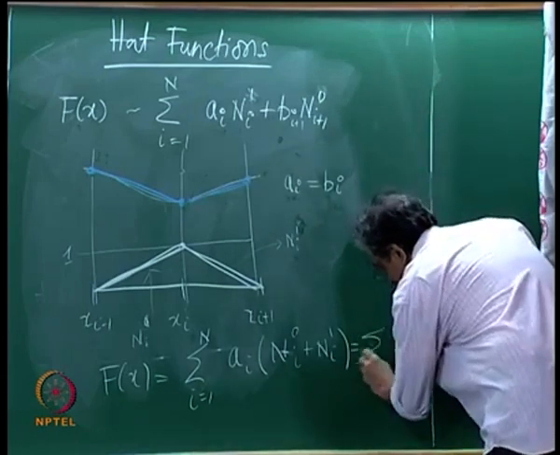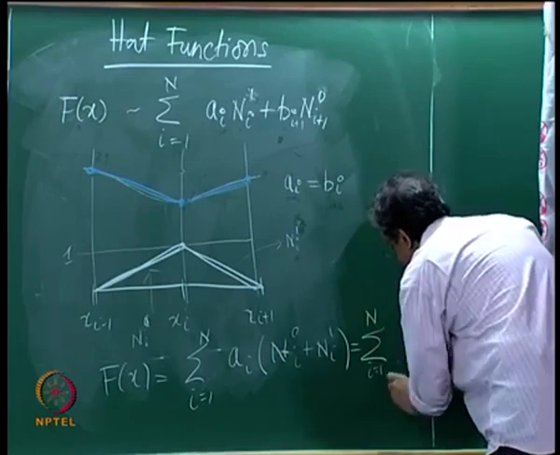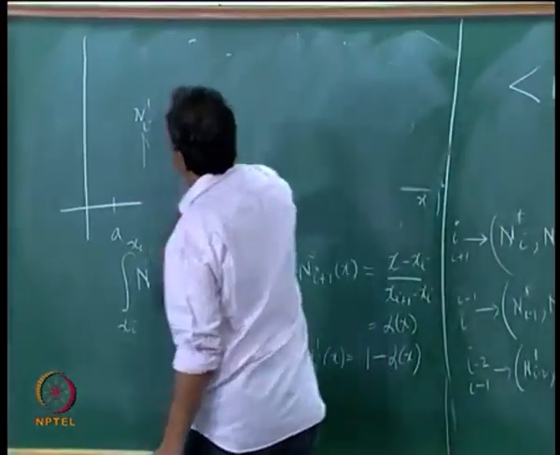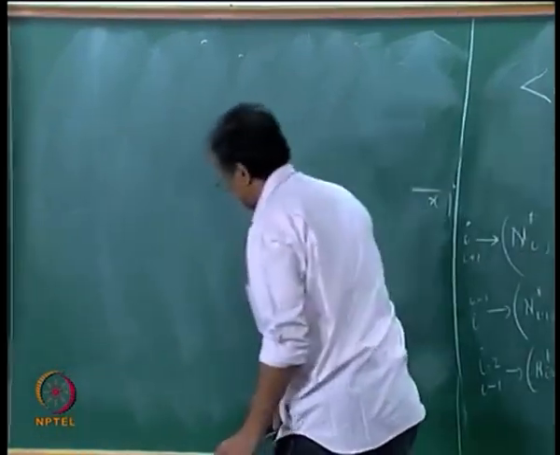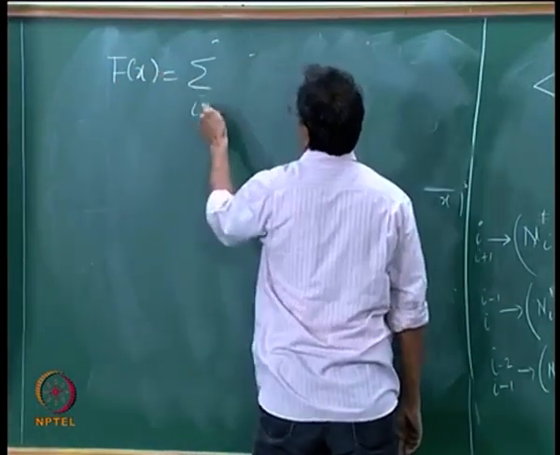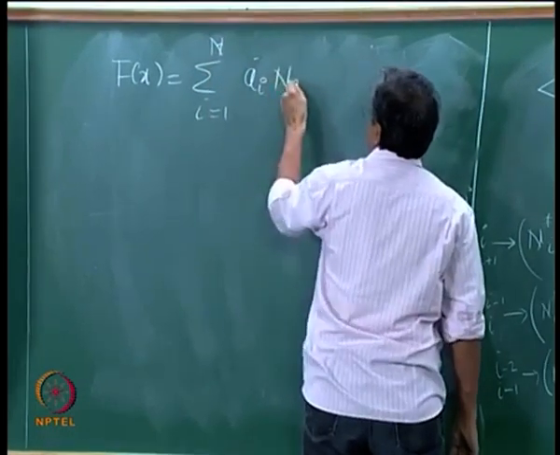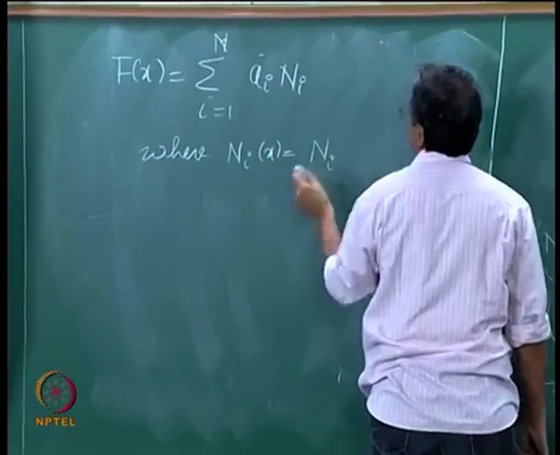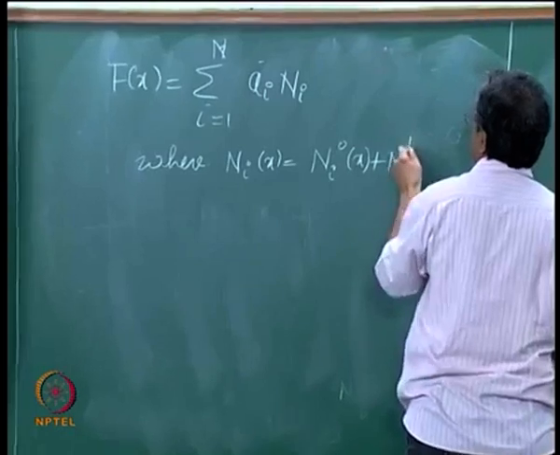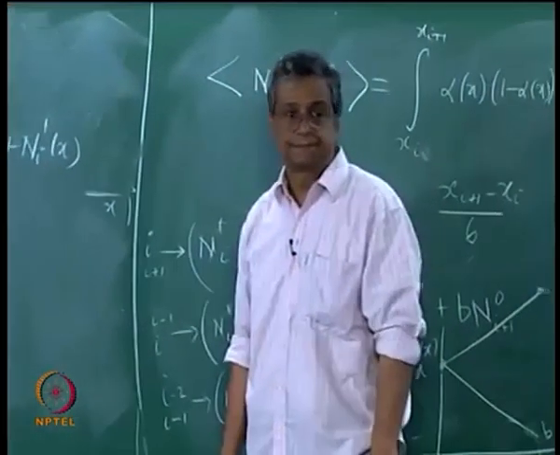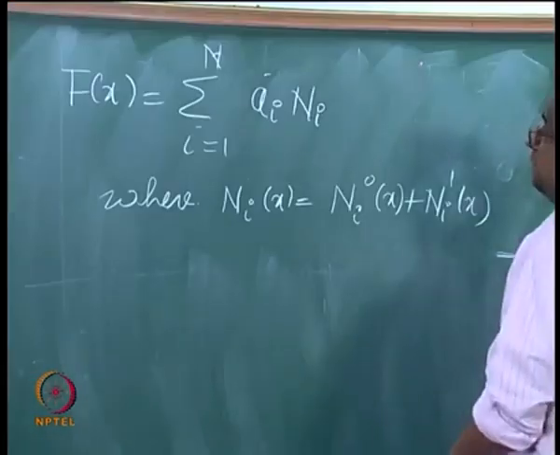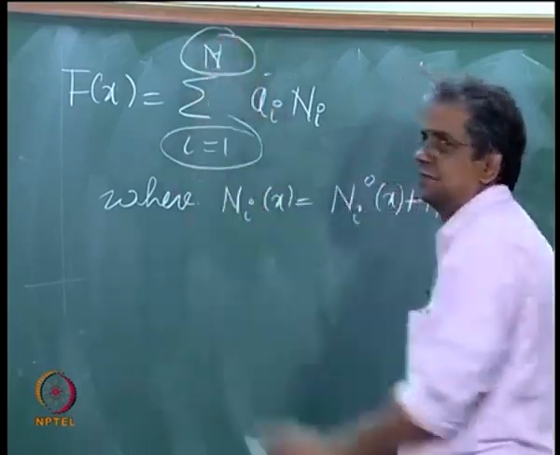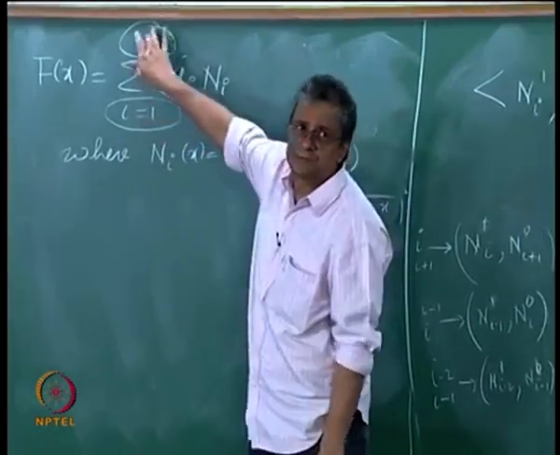So this is summation i equals 1 through n ai ni. I will rewrite this summation at the other end. So f of x can in fact be written as summation i equals 1 through n ai ni, where ni of x equals ni0 of x plus ni1 of x. Is that fine? The index goes 0 to n minus 1, as I said, because there is an issue. We will have to look at what happens for all these intervals.